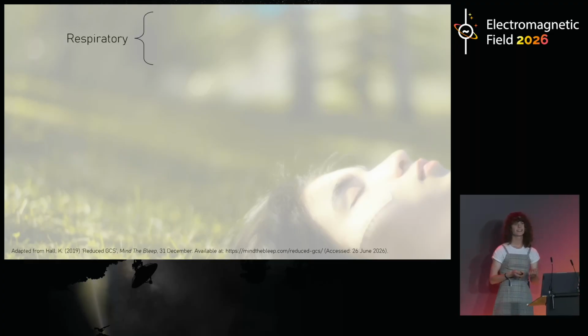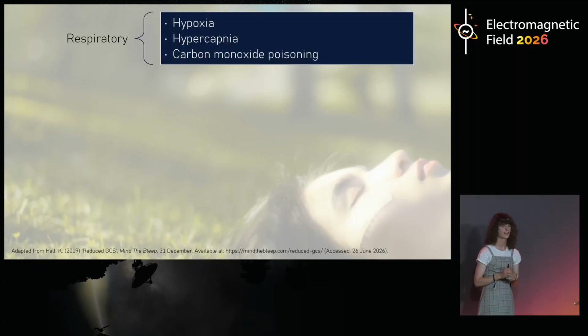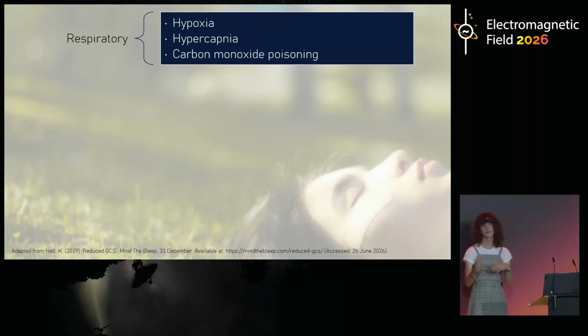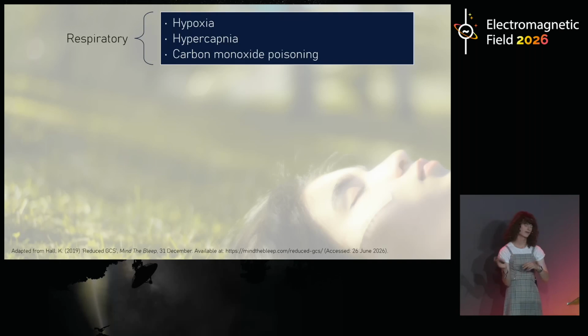So this, very helpfully taken from Mind the Bleep, which is an excellent resource, is a differential diagnosis for this kind of patient. So we've got our respiratory causes, where we might have someone who's not getting the oxygen in their blood that they need. We might have someone who's had too much carbon dioxide in their blood, and they can't get it off. Or someone who's got carbon monoxide poisoning, which, technically speaking, you could argue is a subcategory of hypoxia, because carbon monoxide replaces the oxygen in your blood, so you can't get appropriate amounts of oxygen in.